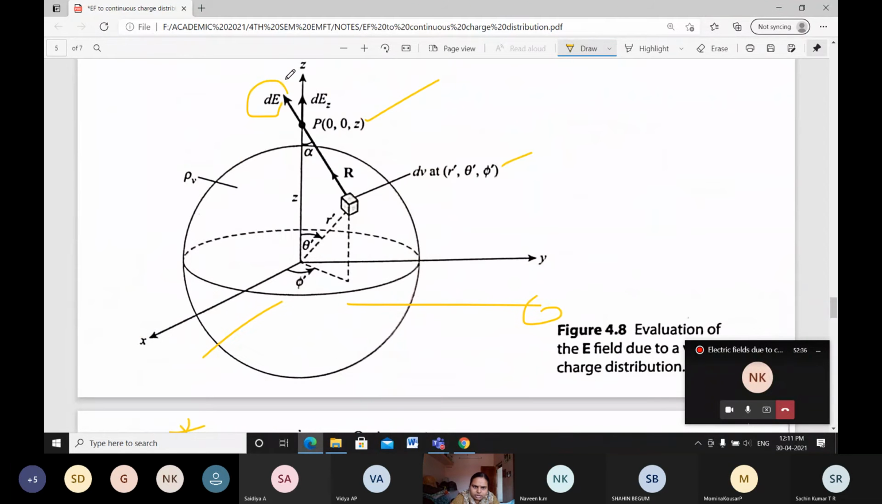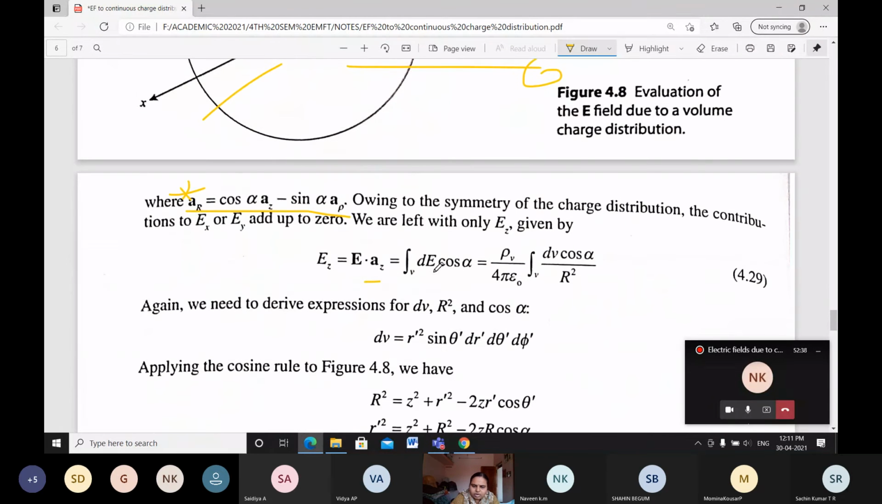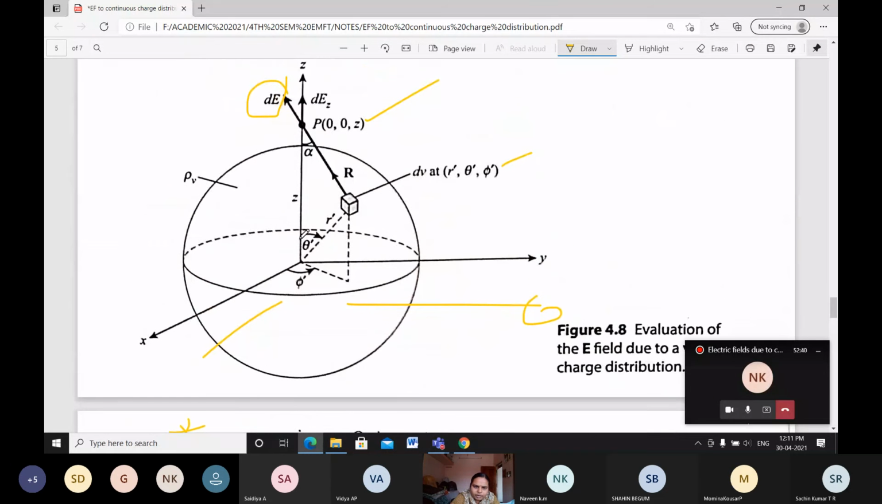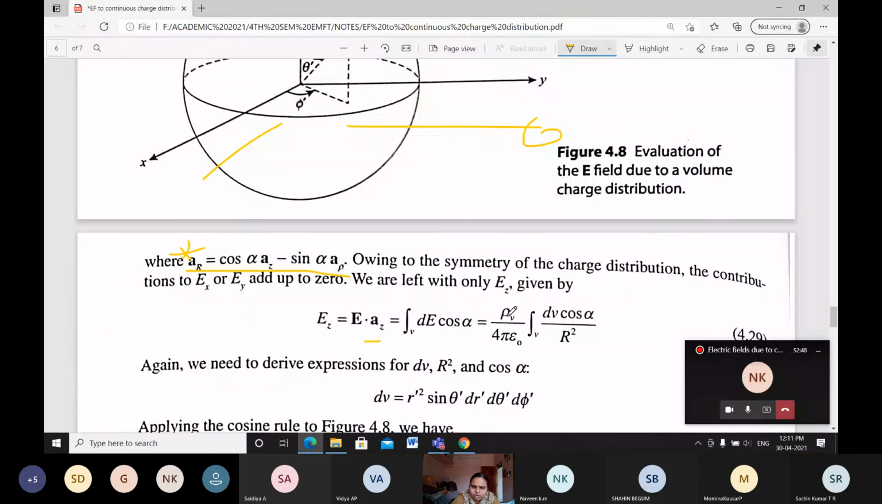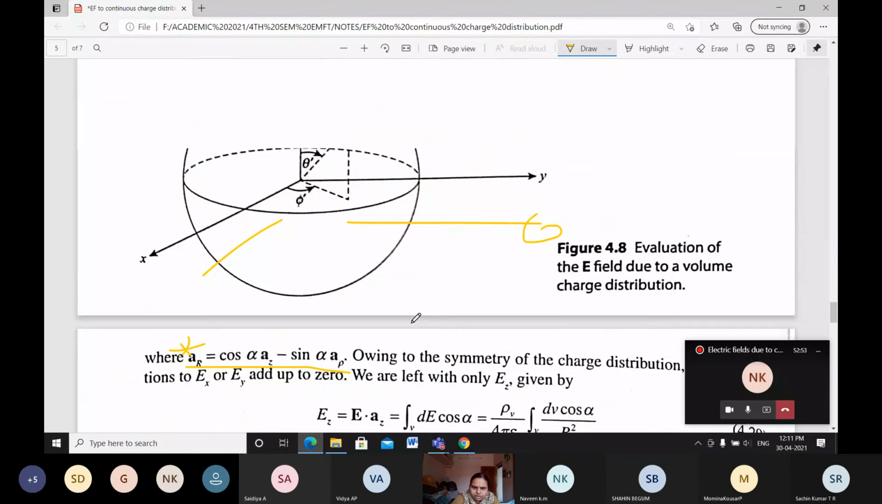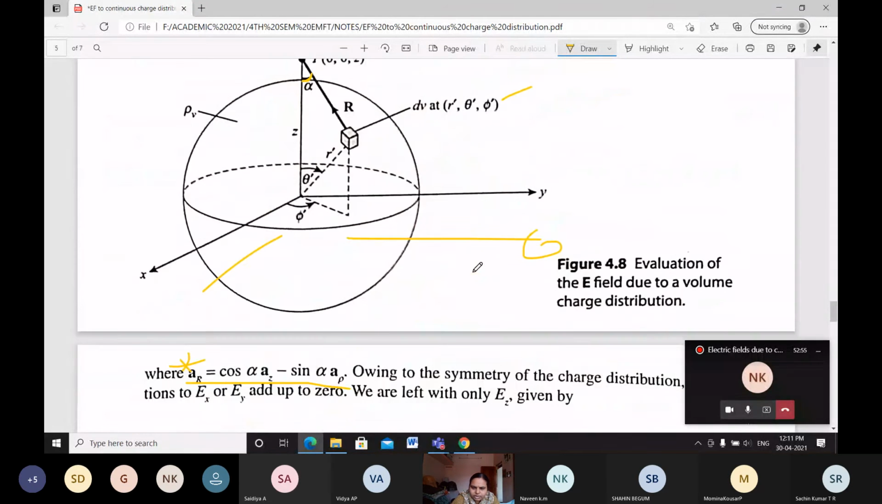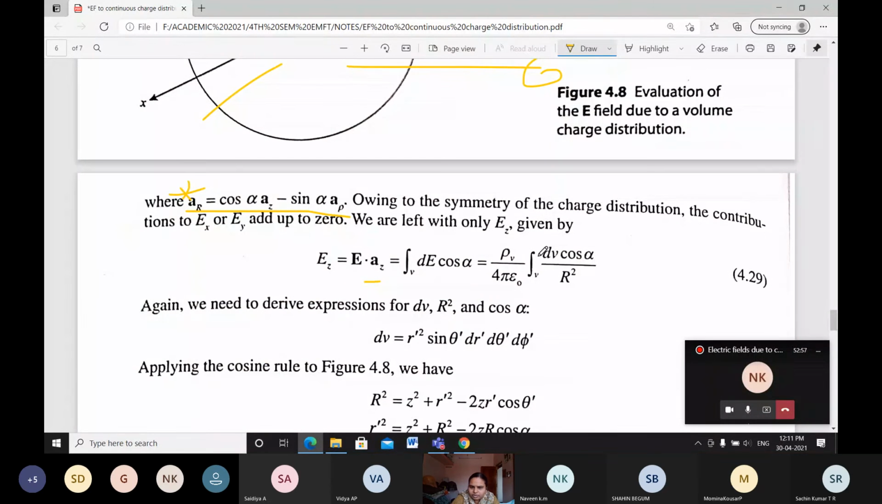For this, dE cos alpha is what is going to be taken. dE cos alpha is equal to rho v divided by 4 pi epsilon naught d. Already we have taken the equation here, and that equation is substituted here. Integration over v, dv cos alpha divided by r square.